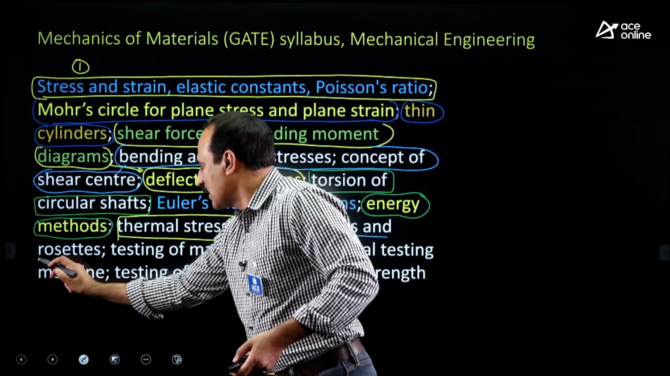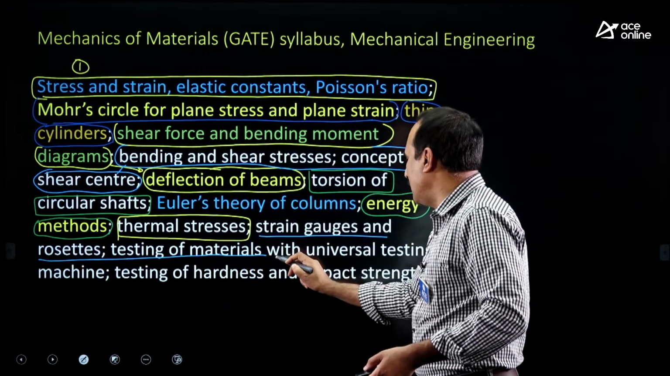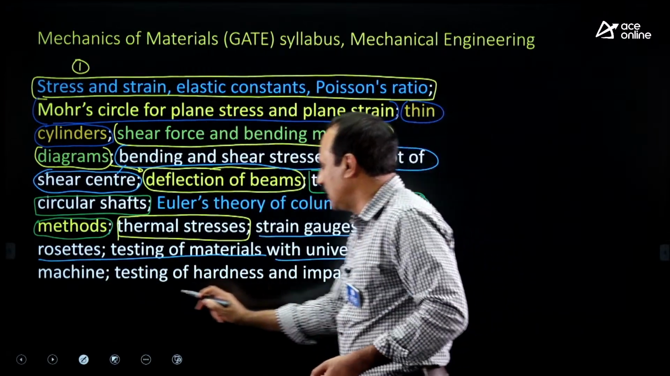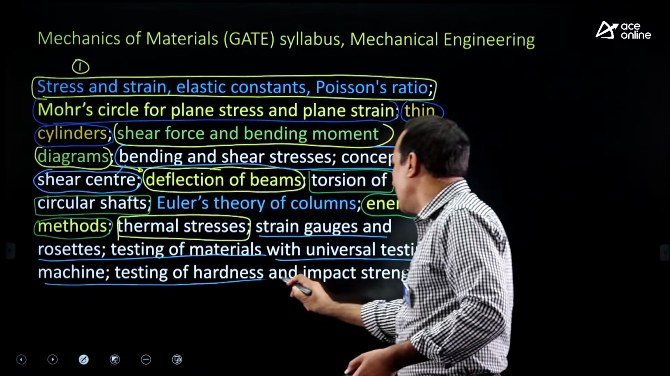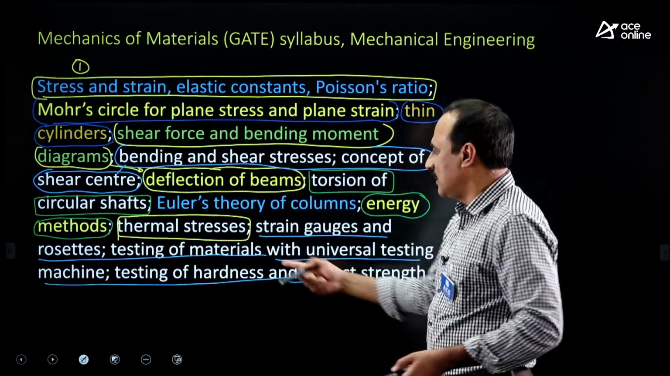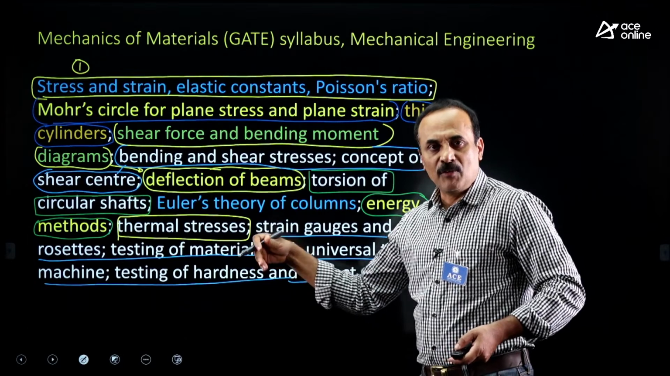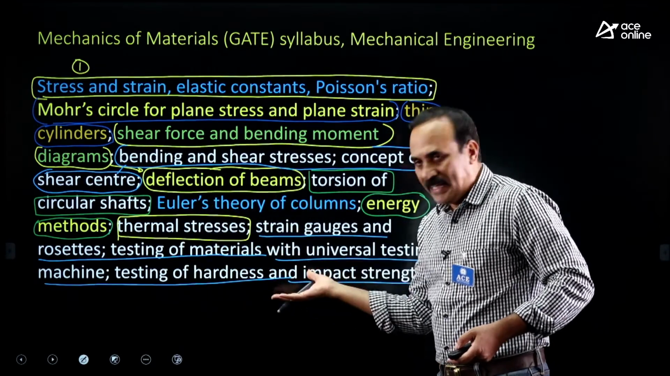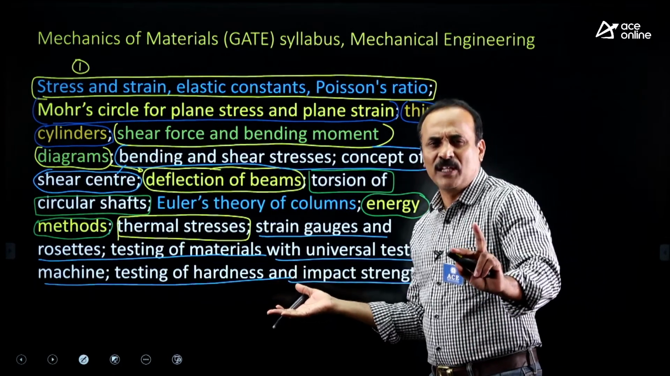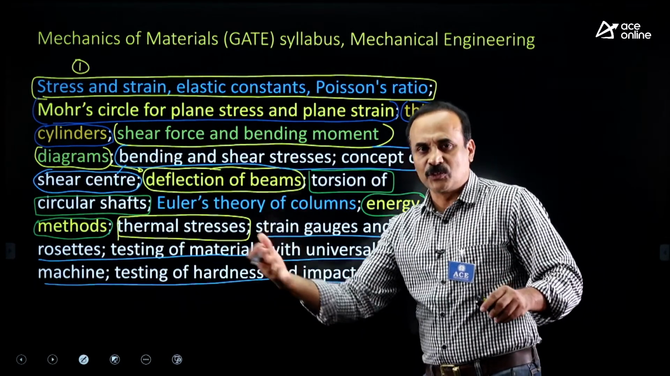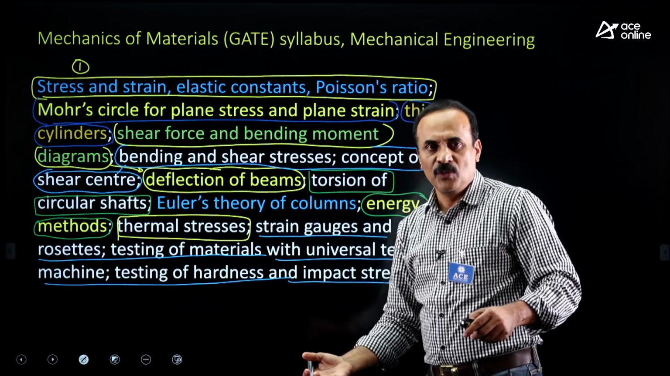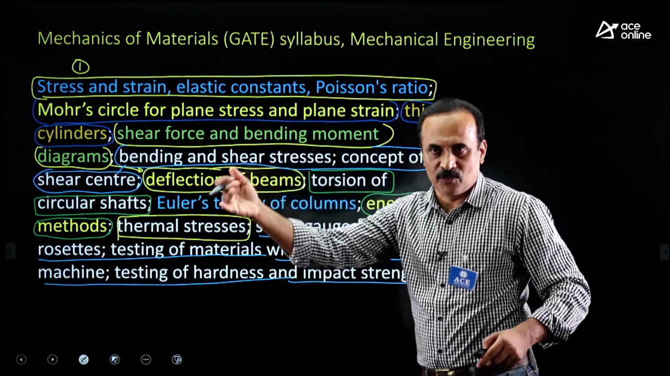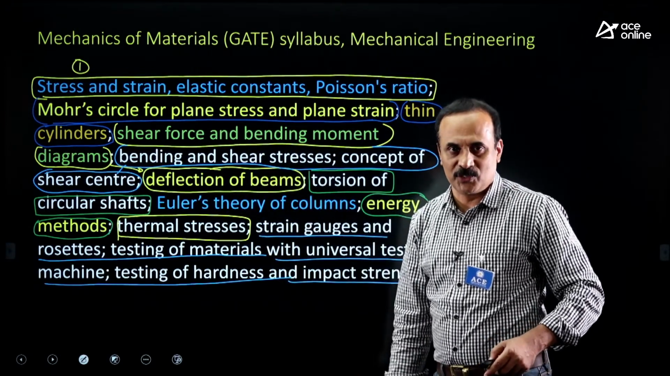is testing of materials with universal testing machine and testing of hardness, impact strength. These are all theory. This will be covered in your material science also. So there may be a chance of one theory question. Even if you just glance through the theory, finding the answer through ABCD is an easier approach.